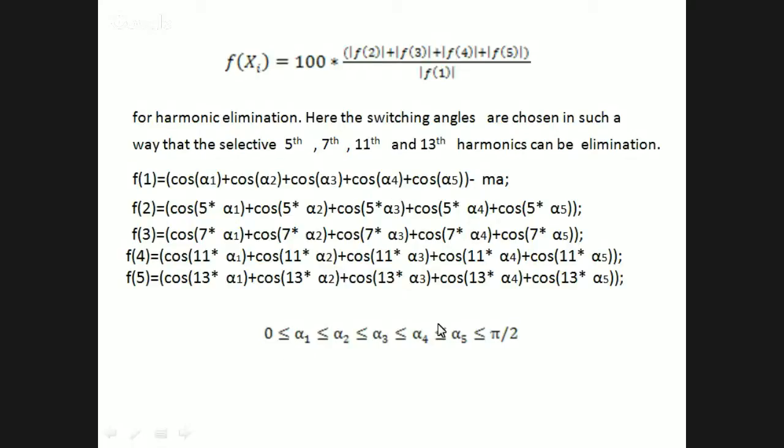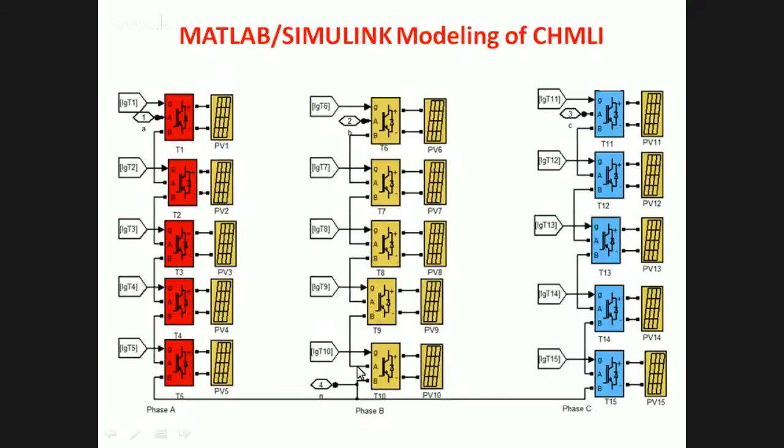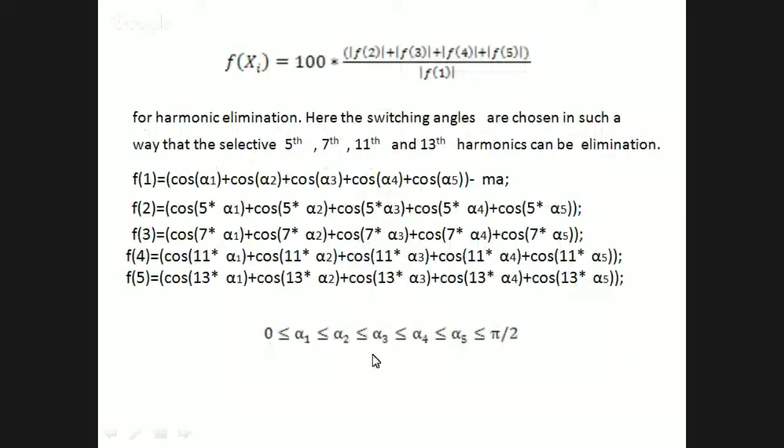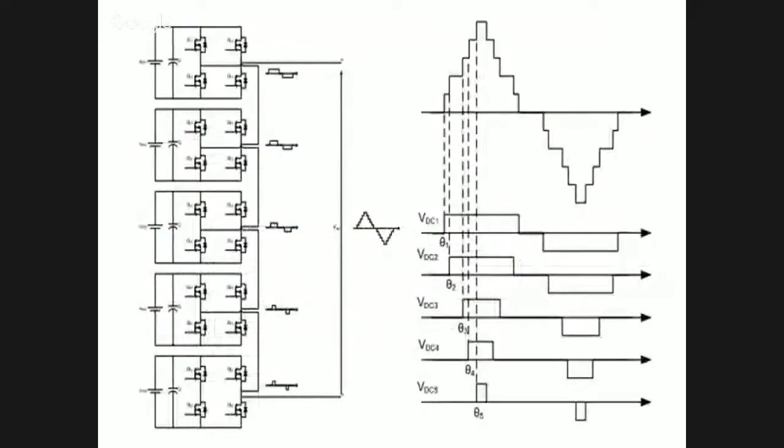Some problems will have constraints also. So in my problem here, my constraint is that alpha 1 should be greater than 0, but it should not be less than alpha 2. My alpha 2 should be greater than alpha 1, but it should not be less than alpha 3. My alpha 3 should be greater than alpha 2, but it should not be less than alpha 4. How did we get this constraint? So this is my problem.